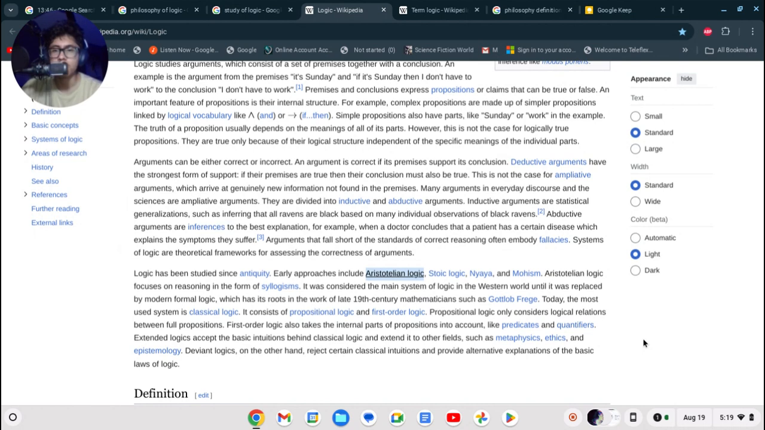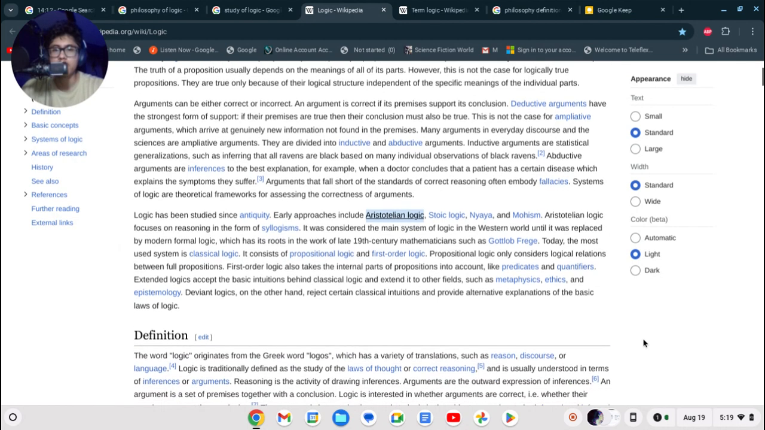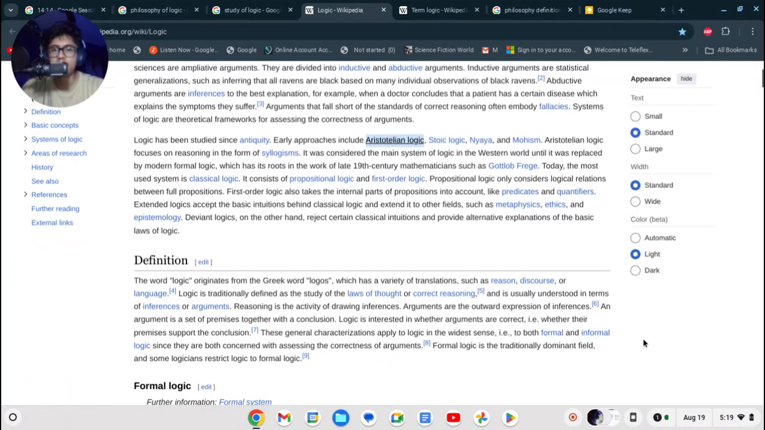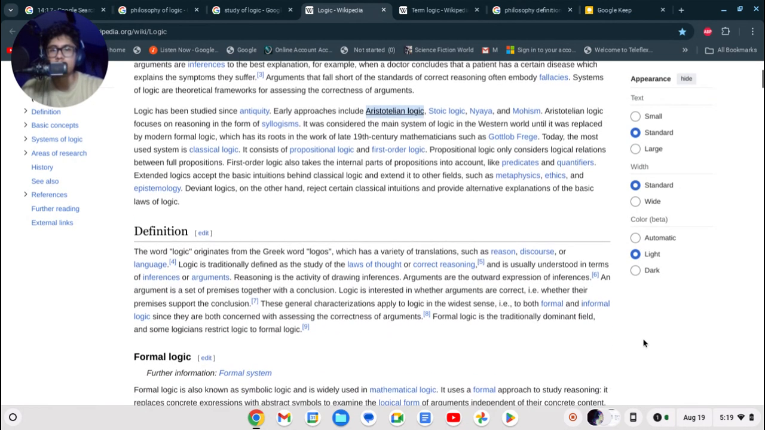Today, the most used system is classical logic. It consists of propositional logic and first-order logic. Propositional logic only considers logical relations between propositions. First-order logic also takes the internal parts of propositions into account, like predicates and quantifiers. Extended logic accepts the basic intuitions behind classical logic and extends it to other fields such as metaphysics, ethics, and epistemology. Deviant logic, on the other hand, rejects certain classical intuitions and provides alternative explanations of the basic laws of logic.